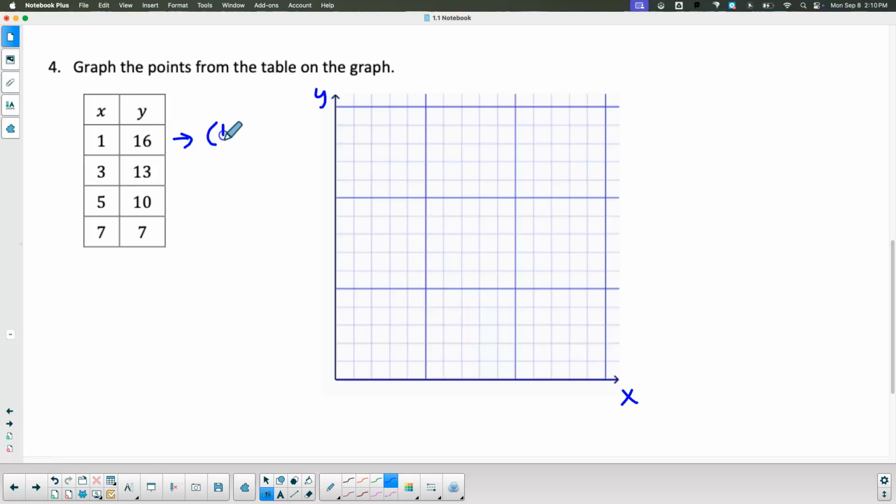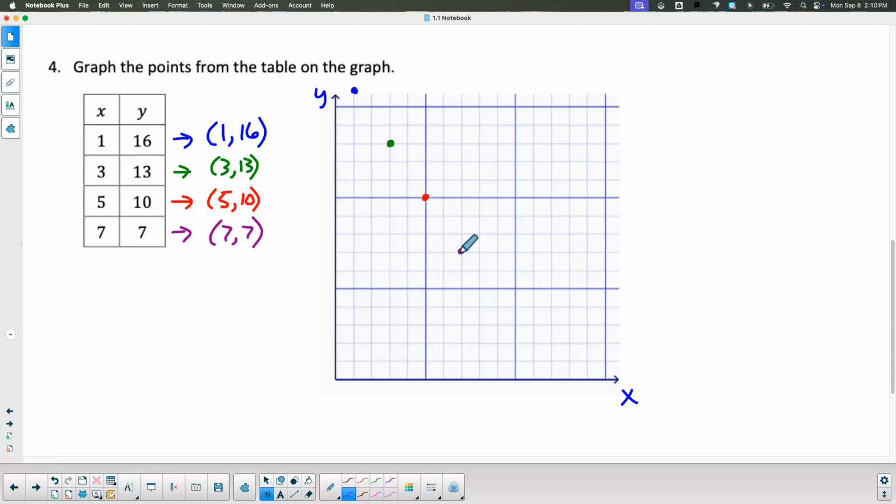So this is the point 1, 16, which is way up here. This is the point 3, 13, which is right there. This is the point 5, 10, which is right there, and this is the point 7, 7, right there.